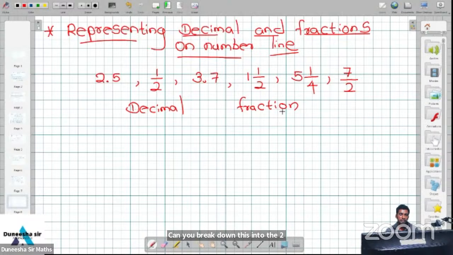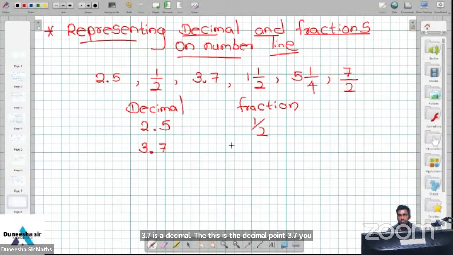Decimals, and what is 2.5? Is it a decimal or fraction? Decimal. Yes, it's a decimal. Then half, is it a fraction or decimal? Fraction. It's a fraction. Then 3.7. Decimal. 3.7 is a decimal. This is the decimal point, 3.7. You know the decimal points.